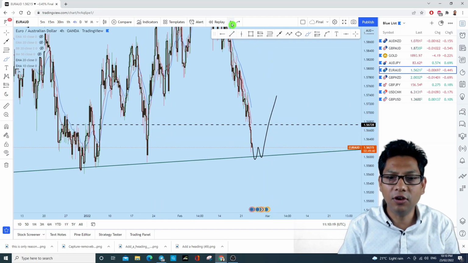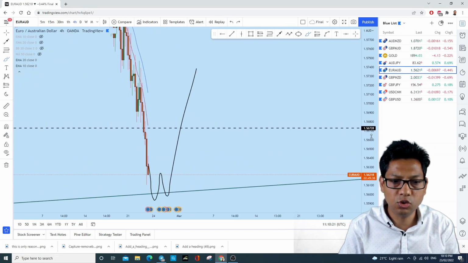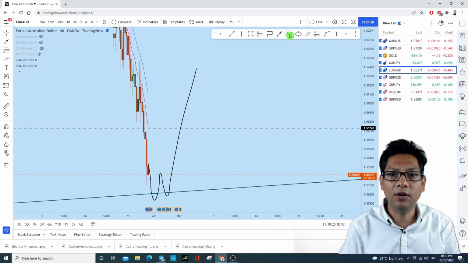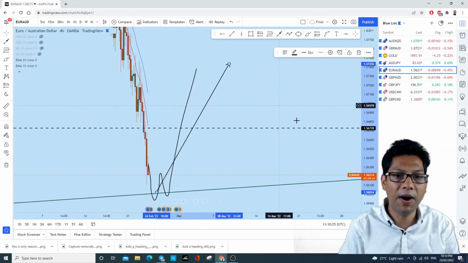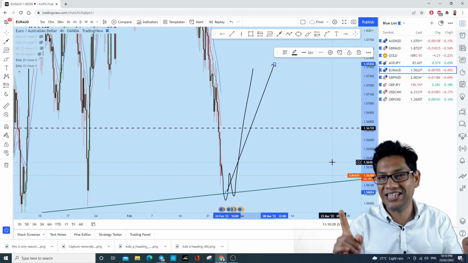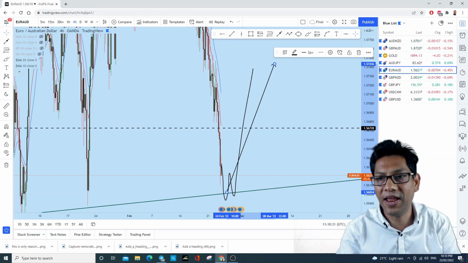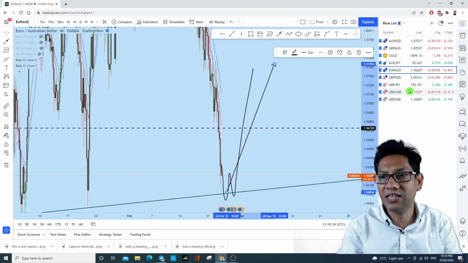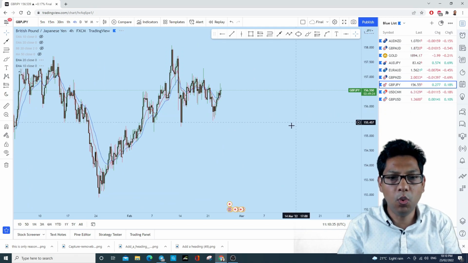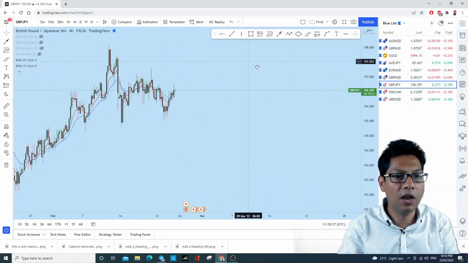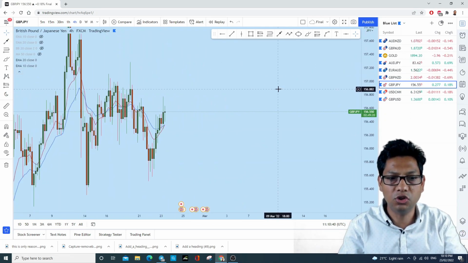So any kind of reversal pattern, as soon as we find it here, then we will look for a potential buy opportunity. Otherwise we will stay on the sideline in Euro AUD. So this is the plan for Euro AUD. Let's see GBPJPY. GBP is hot now because there has been a news release today.